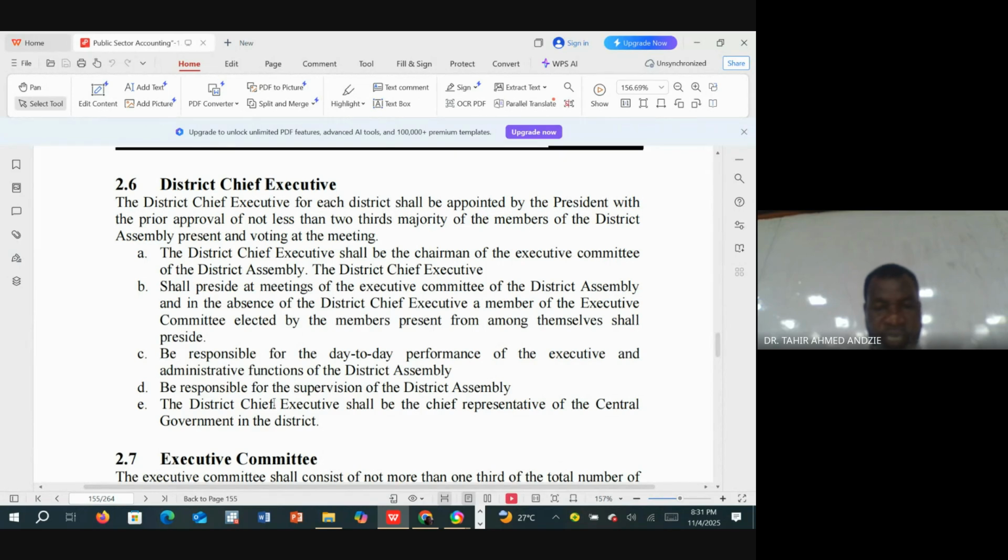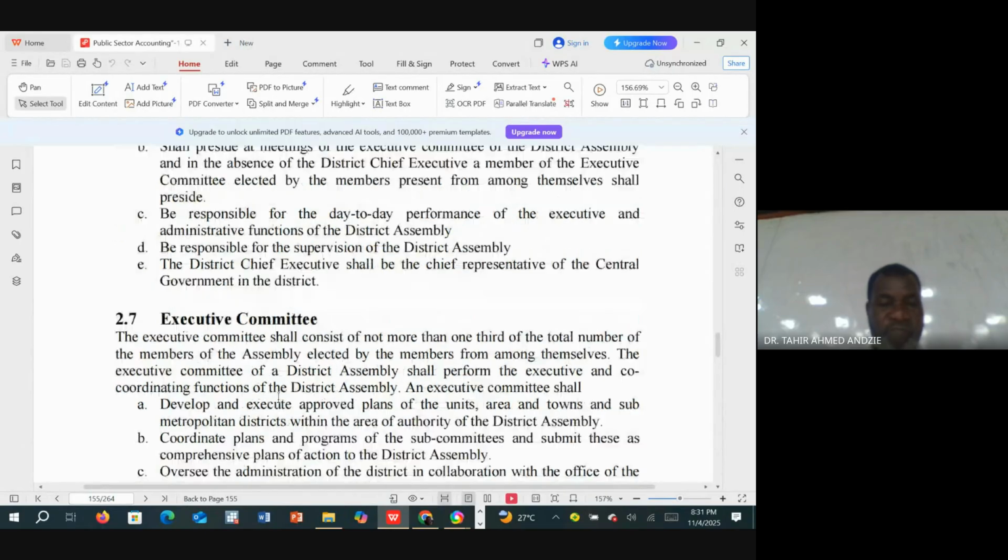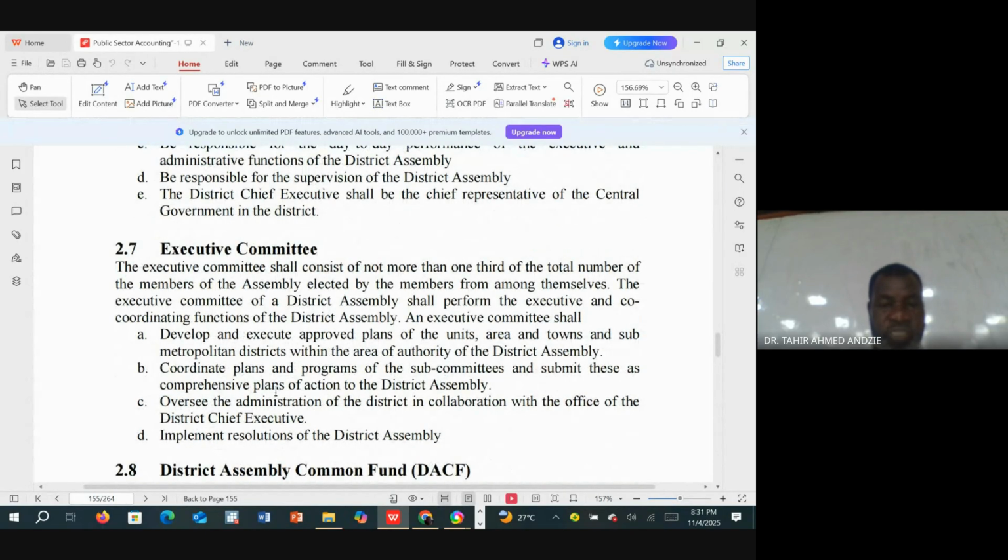The district chief executive shall be the chief representative of the central government in the district. Of course, he is appointed by the central government, and so he is the chief representative of the central government. Then we have the executive committee, which is chaired by the district chief executive. The executive committee shall consist of not more than 1/3 of the total number of the members of the assembly, elected by the members from among themselves. So if we have 30 members of the assembly, 1/3 supposed to be 10.